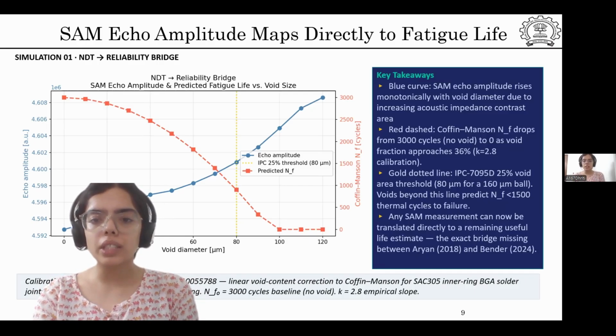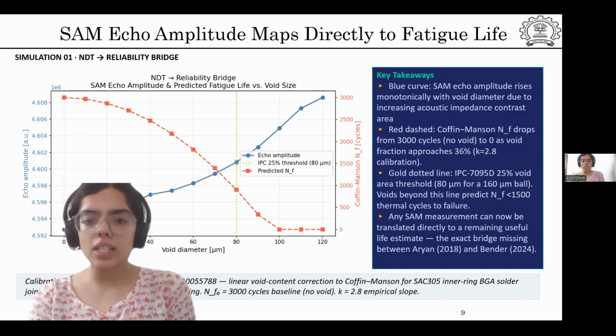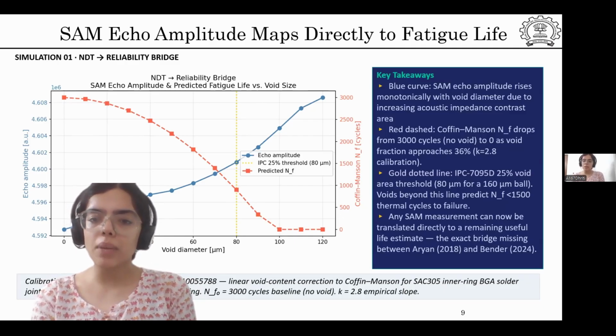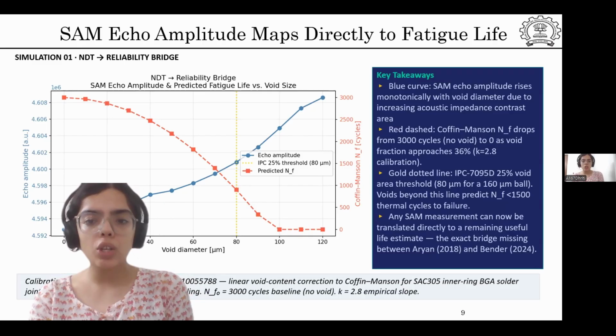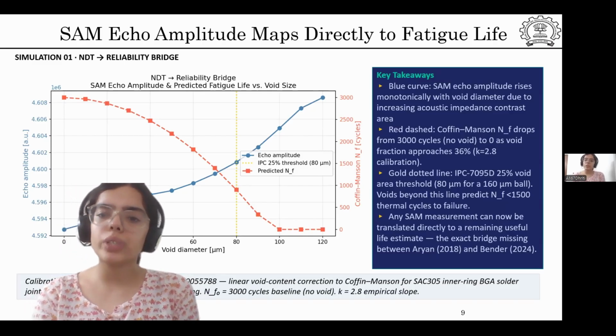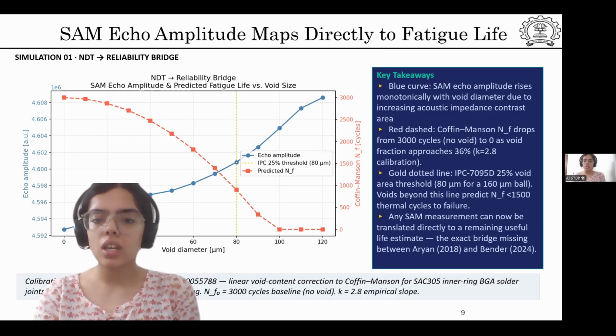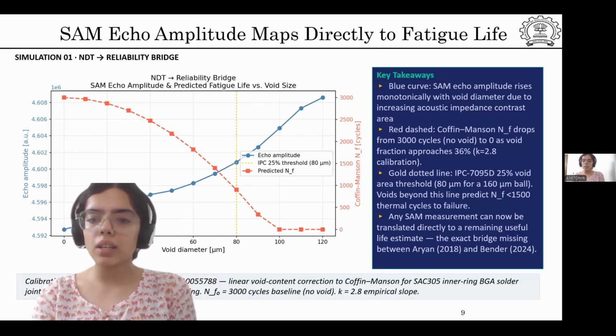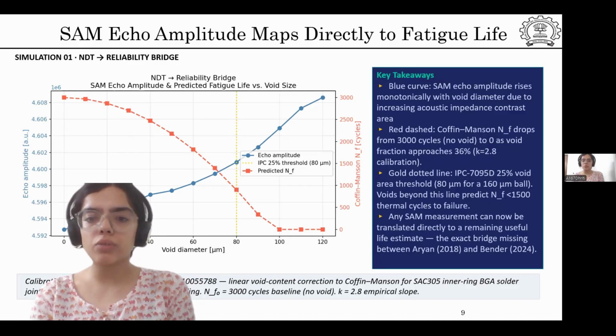The gold dotted vertical line is the IPC 7095D 25% void area threshold at 80 micrometers. Reading this plot as an engineer, if you measure a SAM echo amplitude somewhere on the blue curve, you immediately read off the void diameter from the x-axis. Then you move vertically to the red curve and read off the predicted remaining thermal cycling life. Any void beyond the gold line predicts fewer than 1500 cycles to failure.